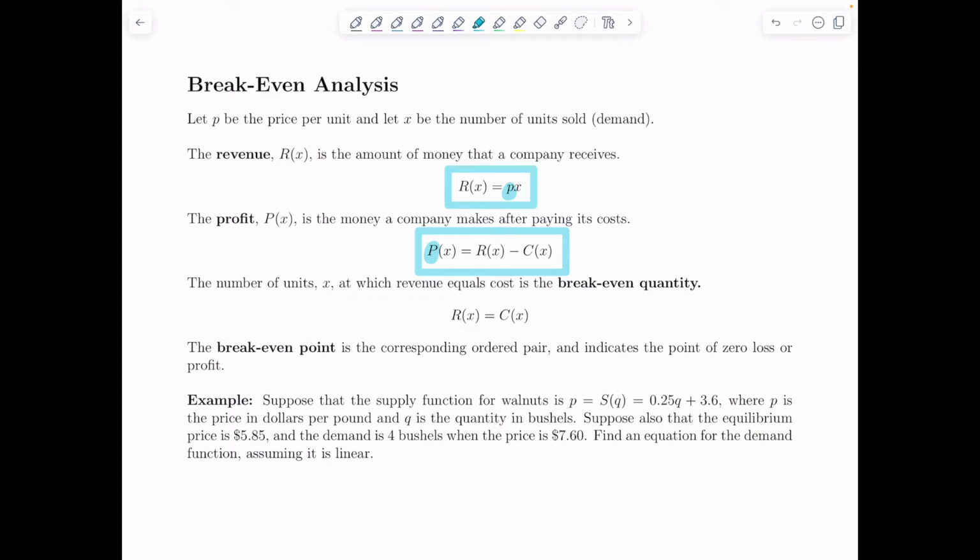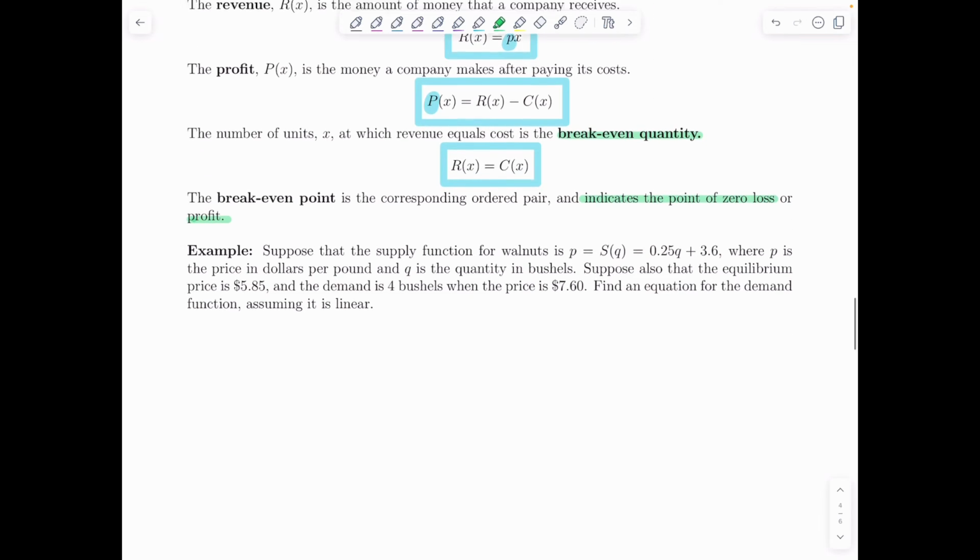I'm so sorry. And then the number of units X at which revenue equals cost is the break-even quantity. And notice if revenue is equal to cost, then your profit is zero. So you're just breaking even. I mean, it's not an ideal place to be, but it's better than being in the negative. The break-even point is the corresponding ordered pair, and it indicates the point of zero loss or profit. Okay? Good. So let's work with some examples so we can solidify these ideas a little bit further.